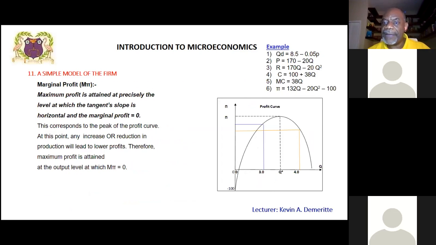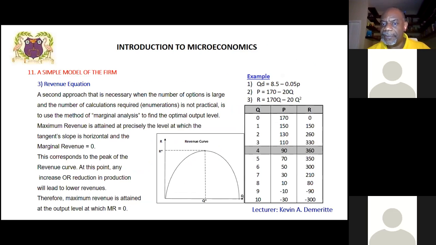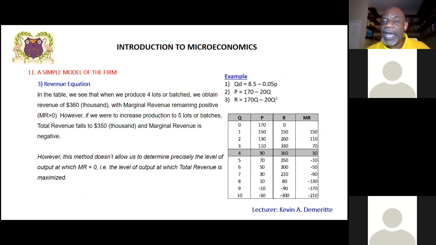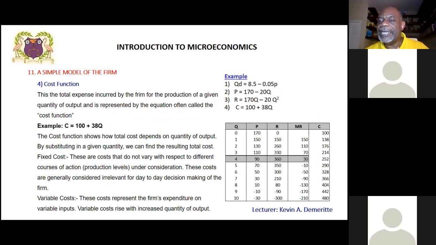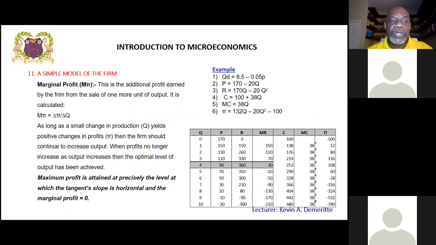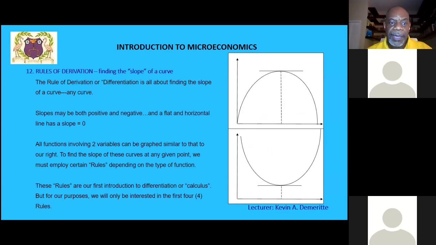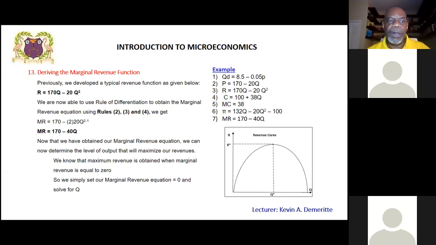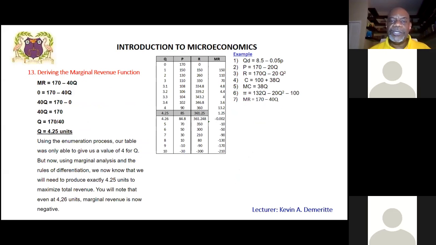Let's see if we can find our graph. Here's our revenue curve. Our peak is somewhere between 4 and 5. We don't know where it is because our current understanding at this stage doesn't allow us to know exactly where. We know it's somewhere between 4 and 5. But when we use our marginal principle, we've derived our marginal revenue, and we set it equal to 0, we find that the actual perfect value is 4.25.